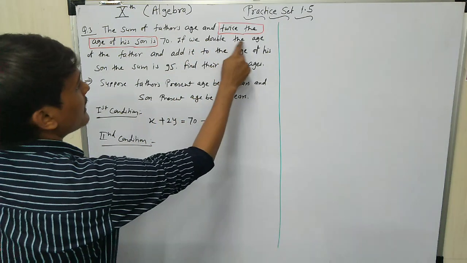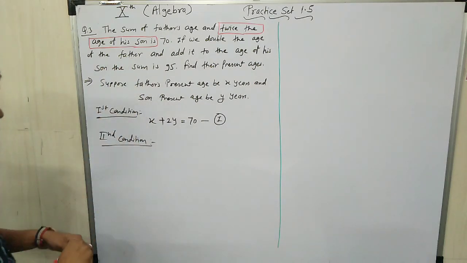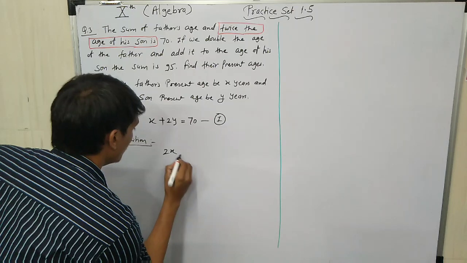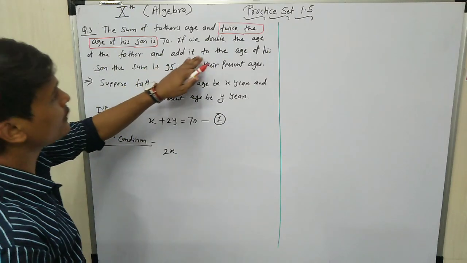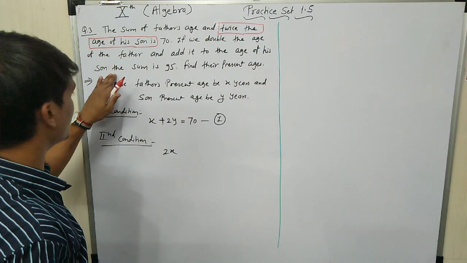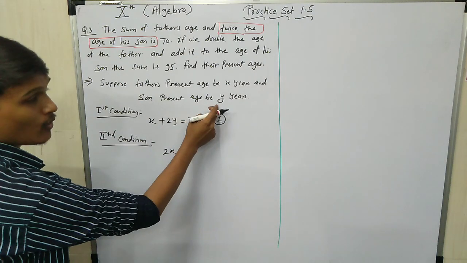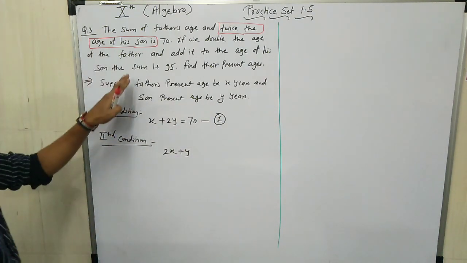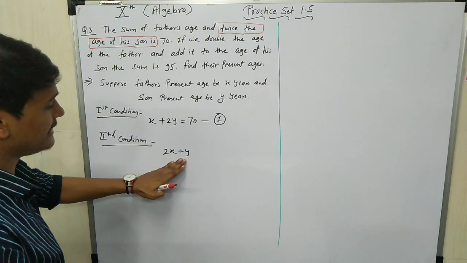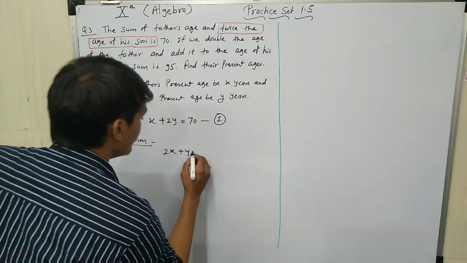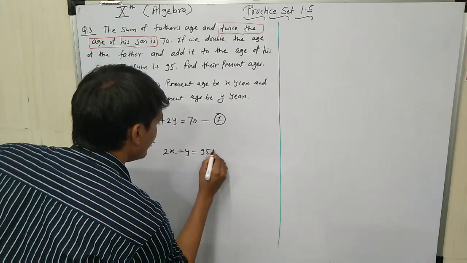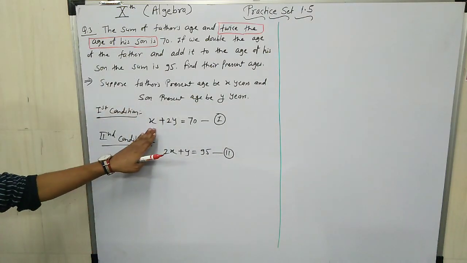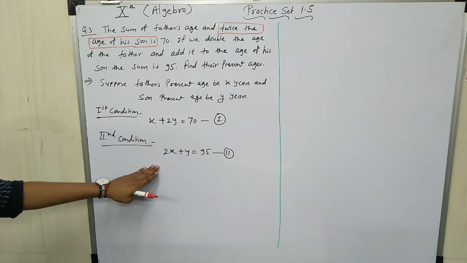If we double the age of father, father's age will be double, 2x, and add it to the age of his son. What do we have to do with the son's age? Take it back again, it is the same. Okay. Sum means addition is 95. This is equation number 2. You got it? First condition and second condition.